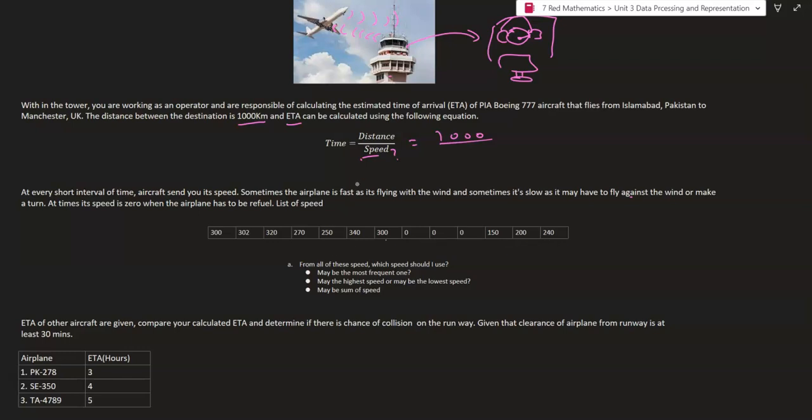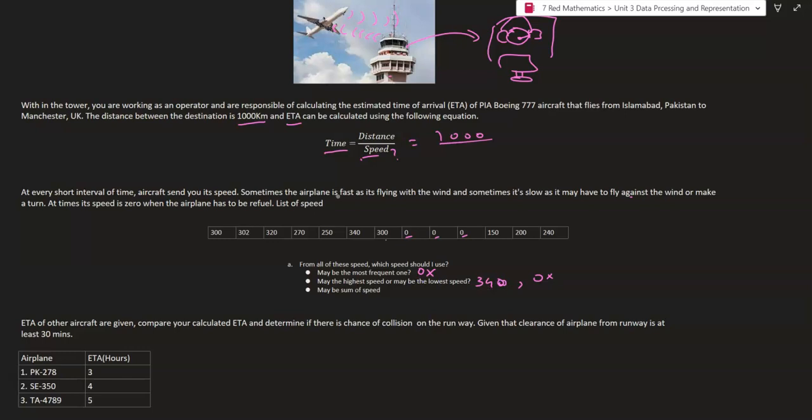Now, you have to figure out which of these values you are going to use to calculate the ETA, or the time. We think that maybe it could be the most frequent one. Within this, the most frequent ones are the zeros. And with zero speed, I can never reach my destination, so that's not possible. Then maybe the highest speed or the lowest speed. The highest speed is 340 and the lowest is 0. The lowest is not possible, as we have seen.